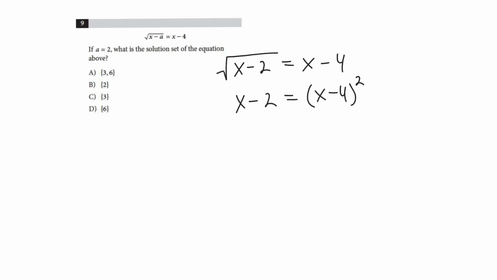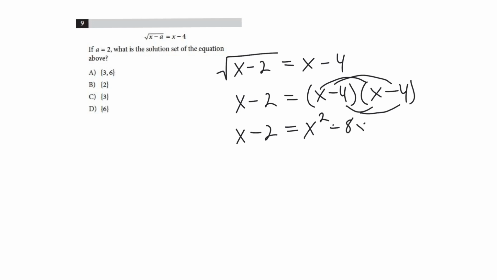That's really just the same as x minus 4 times x minus 4. So we can expand the right there. It's going to be x times x, and it's going to be x times negative 4, and then x times negative 4 again, right? So x times x, and then x times negative 4, then negative 4 times x, and negative 4 times negative 4. So that's going to be negative 8x, and then plus 16.